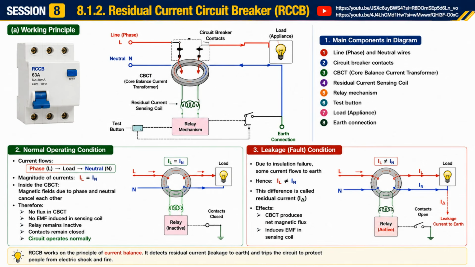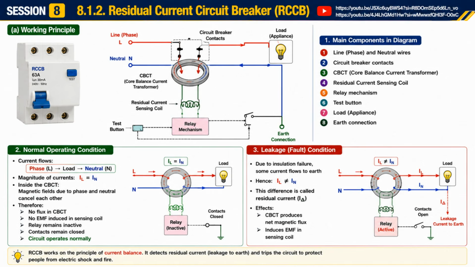4. Leakage fault condition. Due to insulation failure, some current leaks to earth. The phase current becomes greater than the neutral current. IL does not equal IN. This difference is called the residual current, I delta. The CBCT detects this imbalance. A voltage is induced in the sensing coil.